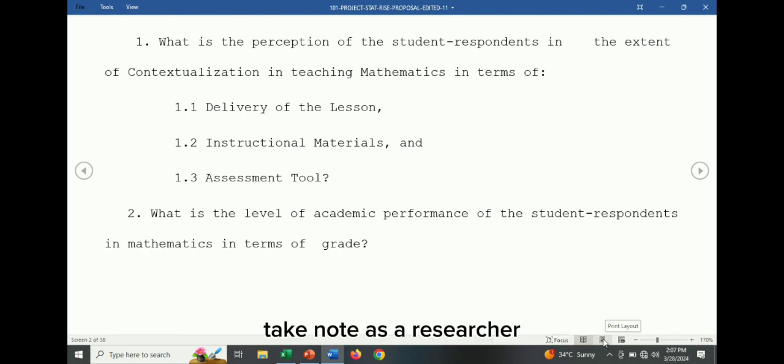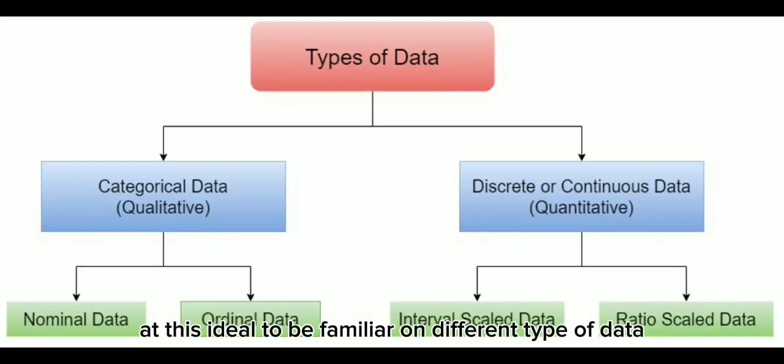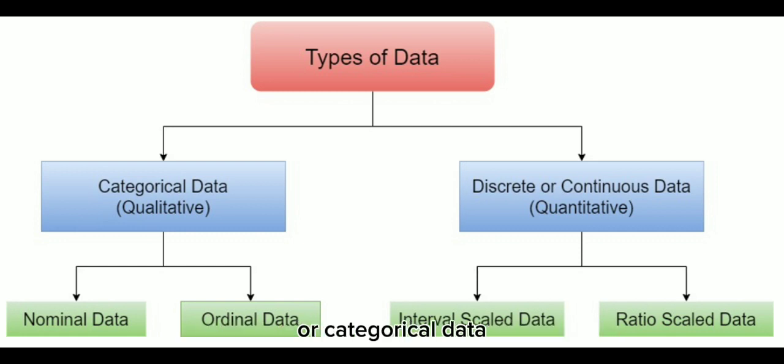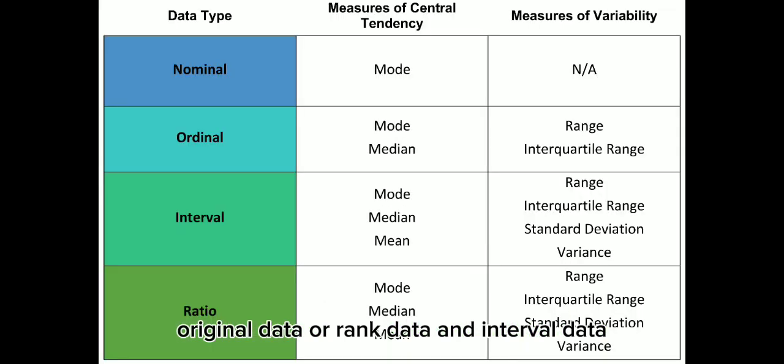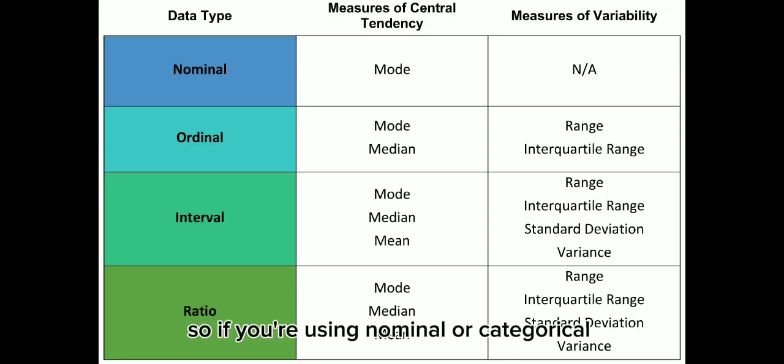Take note, as a researcher, it is ideal to be familiar with the different types of data involved in doing research. Those types of research data are nominal data or categorical data, ordinal data or rank data, and interval data. So if you are using nominal or categorical data, use the mode. For ordinal or rank data, you can use either mode or median. And as for interval data, which is numerical, you can use mean, median, or both.